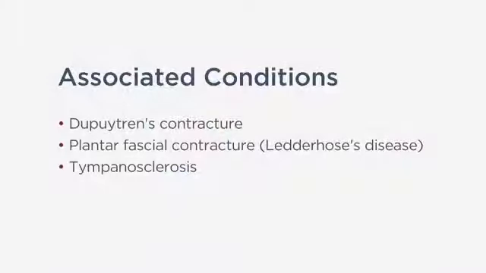There are some associated conditions with Peyronie's disease. Many of them may have Dupuytren contracture, which is a scarring in the palm. Some patients may have plantar fascial contractures, which are scarring in the soles of the feet. And some may also have scarring within the ear, which is called tympanosclerosis.